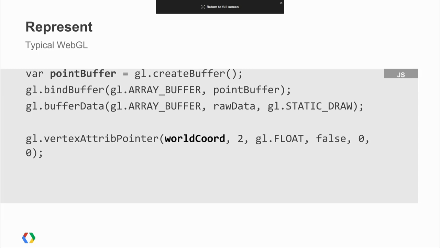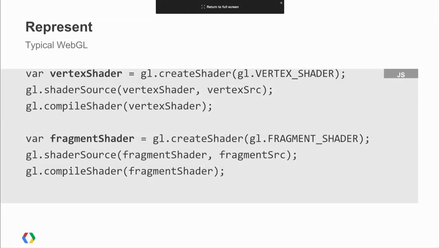Then you bind it to a variable in these shaders that I'm about to show you, and you tell it this long string of parameters. I'm telling it it's a vector of two components, so it's a latitude and longitude, and the type is float, and I tell it where to find it in the array. It's just lat long, lat long, lat long, right in one long array.